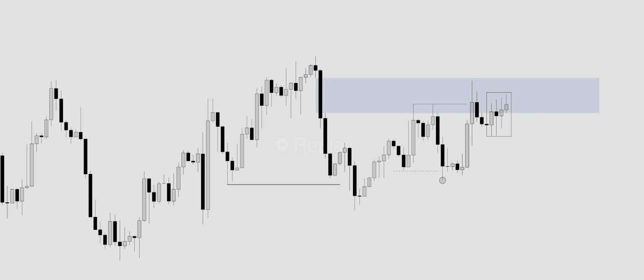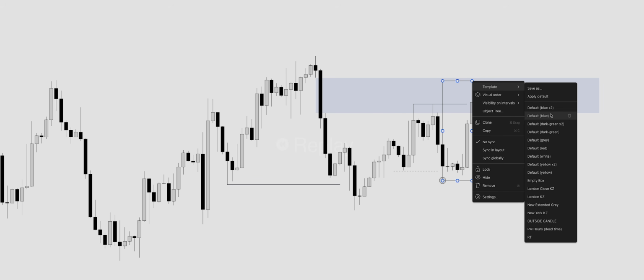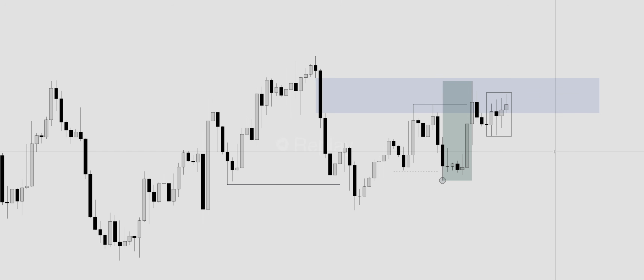What we must pay attention to is where price came from. The most recent delivery was bullish, and this is the green rectangle that I was drawing for you guys in that most recent example.